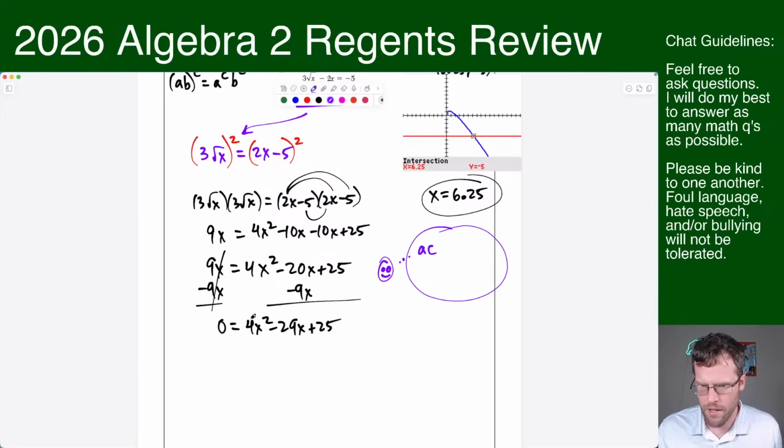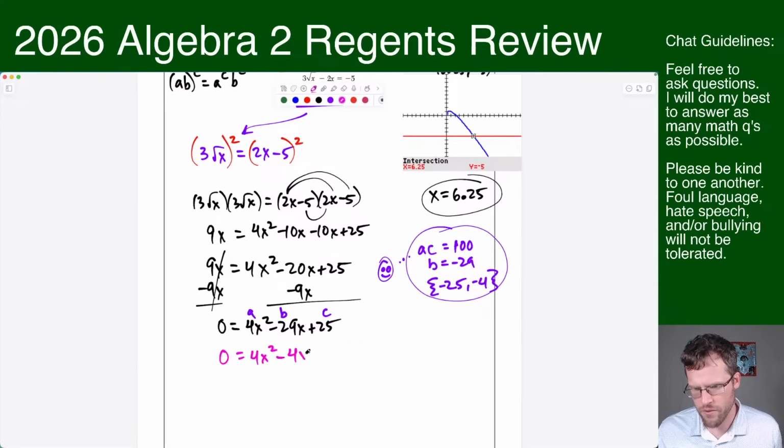So the AC method, A is equal to 4 and C is equal to 25. So A times C is 100. And the B value here is negative 29. So the two numbers that multiply to 100 and add to this are negative 25 and negative 4. So I could break this up here as, you know what, I'll say it like this. 4x squared, I'll say the minus 4x first.